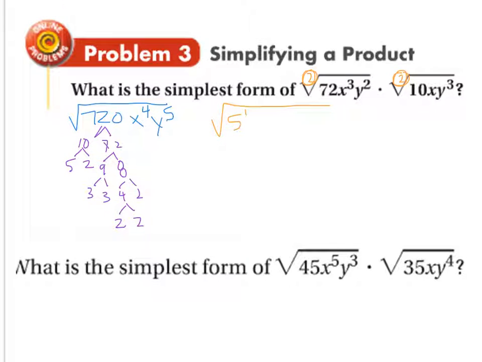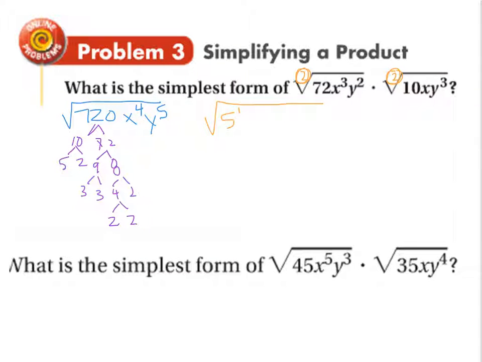I have 1, 2, 3, 4, so it'll be 2 to the 4th. And I have 1, 2, 3, so 3 squared. I still have my x to the 4th, my y to the 5th. So now, if there's no number, the index is 2, so I'm looking at pairs of 2. Can't do anything with that 5.